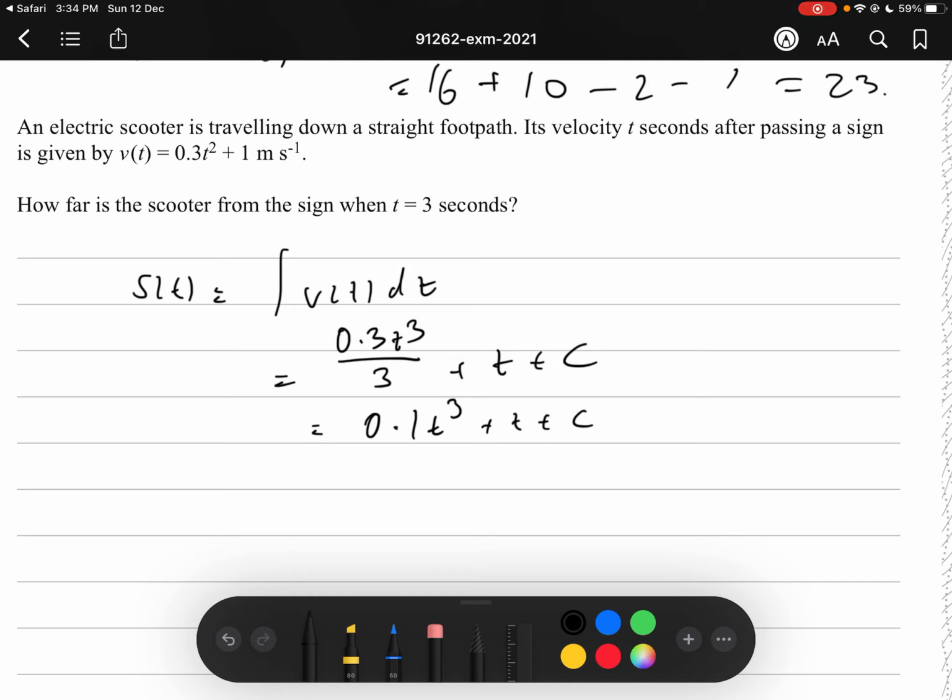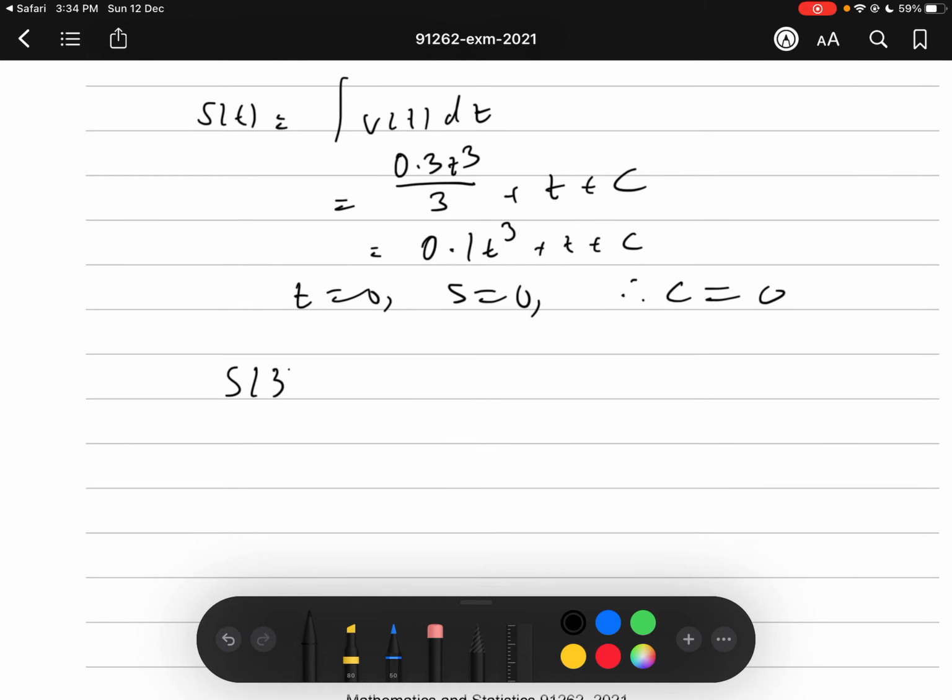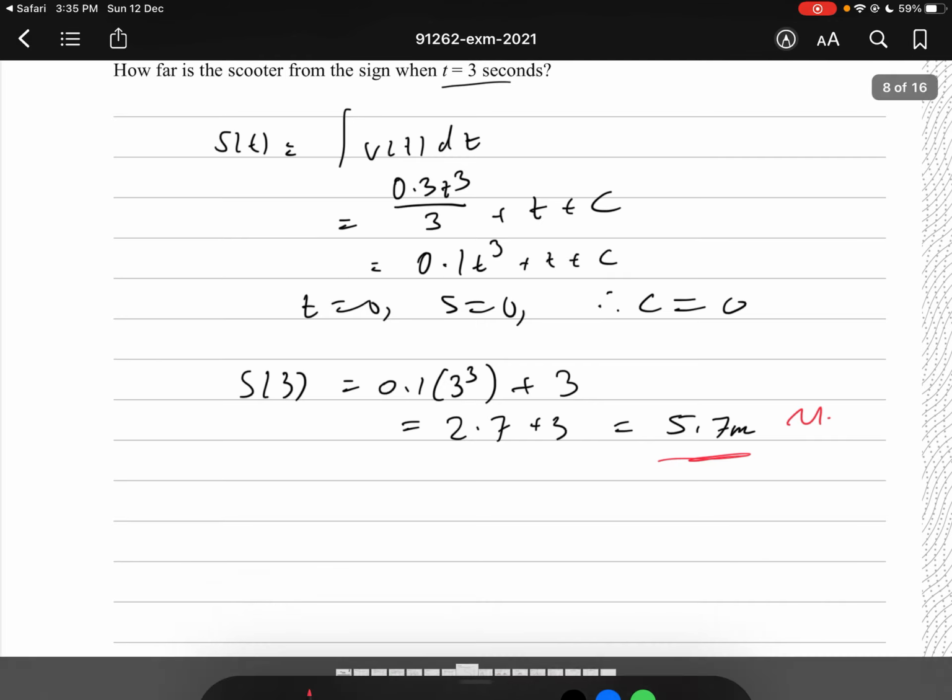It's velocity t seconds after passing a sign, so it's from the sign. Therefore, when t equals 0, s equals 0, so therefore c equals 0. And now all we need to do is substitute t equals 3 to find the displacement. So s of 3 is equal to 0.1 times 3 cubed plus t, which is 3. That equals 2.7 plus 3, which is equal to 5.7 meters, which is our final answer there. And that should be just another achieved level question.